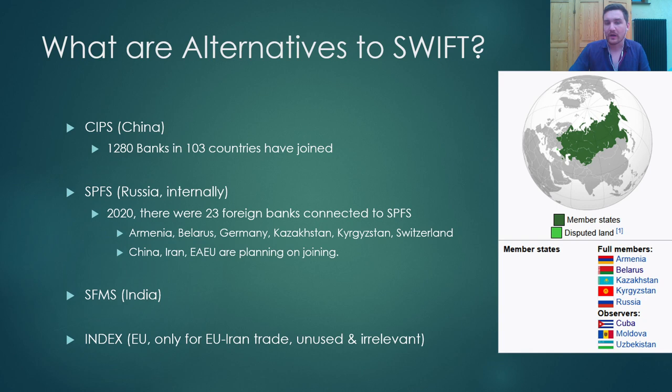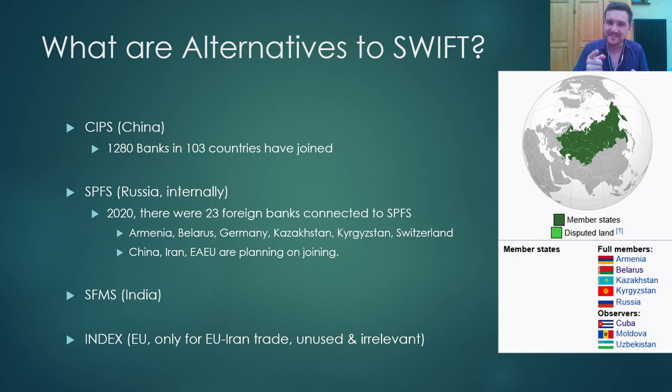Then there's the Indian alternative. And last but not least, there's INSTEX, but this is not being used. INSTEX is just a curiosity born out of necessity. So again, because Iran is being sanctioned by the United States, Iran has been kicked out of SWIFT. But Europe has a large demand for energy, right? So Europe tried to circumvent those sanctions by SWIFT, and so they created their own system. It's called INSTEX, but it's not really being used currently, and so it's irrelevant.